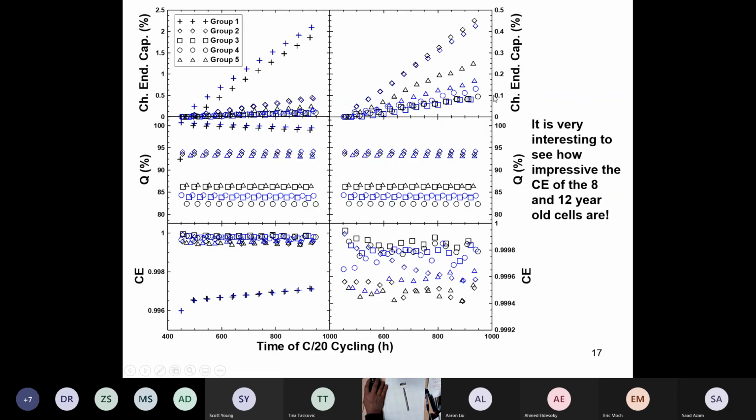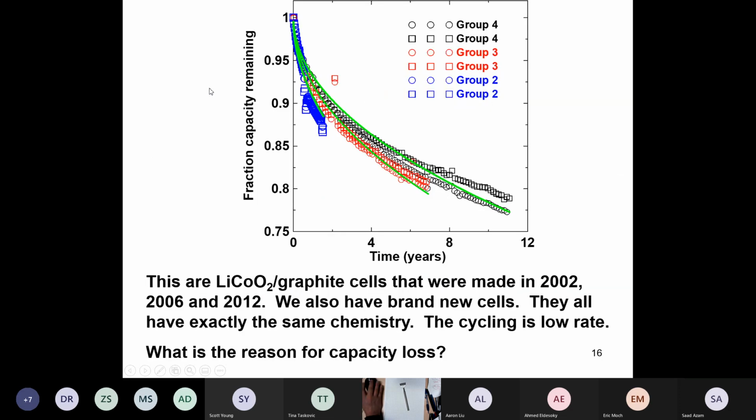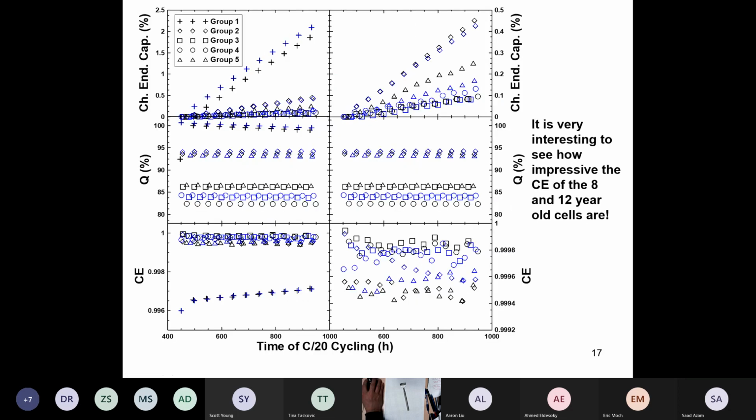This is actually kind of cool. This is kind of an aside here. The cells that have cycled for a very long time, so let's figure out who's who. Group 4, those are the ones that have cycled for 11 years. Group 4 are the circles.